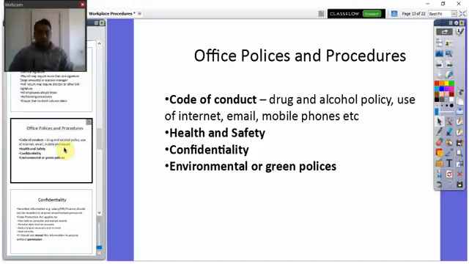Environmental green policies are becoming more and more important. Keeping the business sustainable and having environmental policies normally makes employees happier, and customers want to see that you're looking after them and the environment, and that you're an ethical employer.